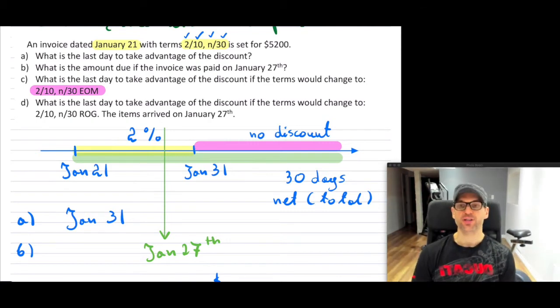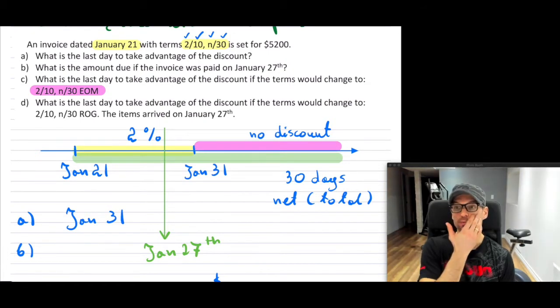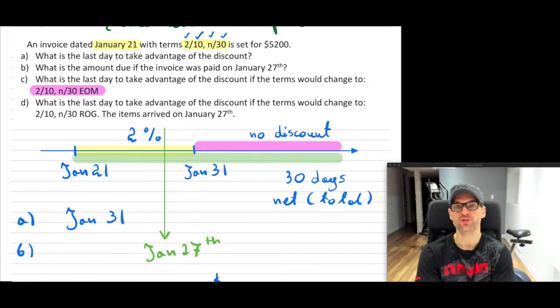Notice the difference here. There is this acronym which says EOM at the end of our term. So we still get 2% off within the first 10 days. We still have to pay the net within 30 days. But the EOM, the end of the month, changes how we actually start counting. When do we start counting? EOM means that your invoice date gets moved to the end of the month.